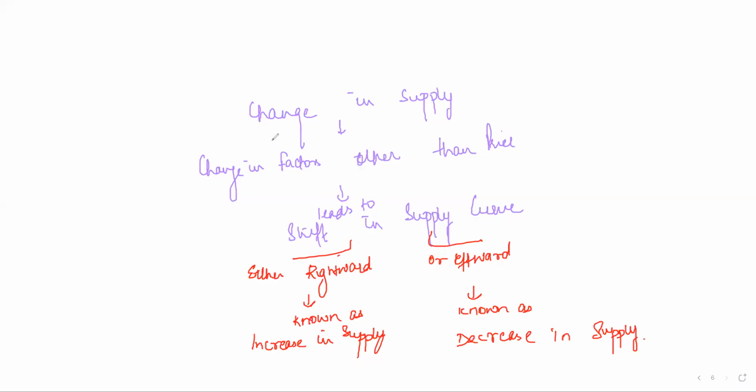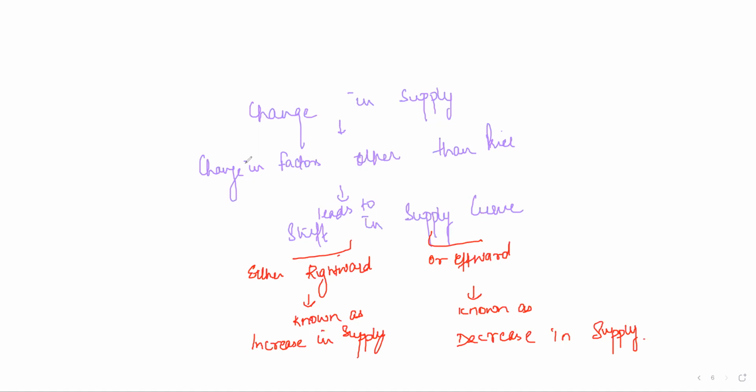So basically what we have seen till now is that there can be a change in supply, and this change in supply can be due to many factors. Let me first take change in supply and then I'll go back to quantity supplied. This change in supply can occur due to factors other than price. So if there is any change in the factors other than price, it will happen. This leads to a shift in the supply curve.